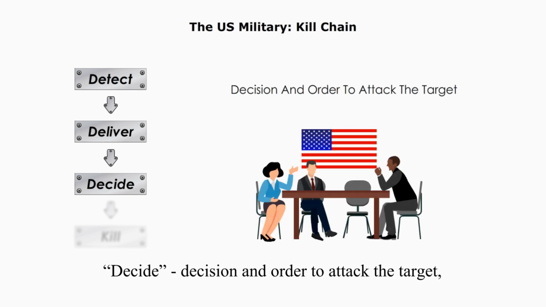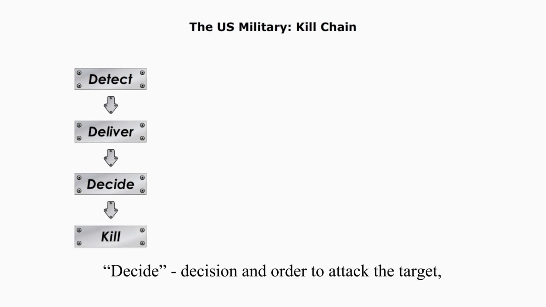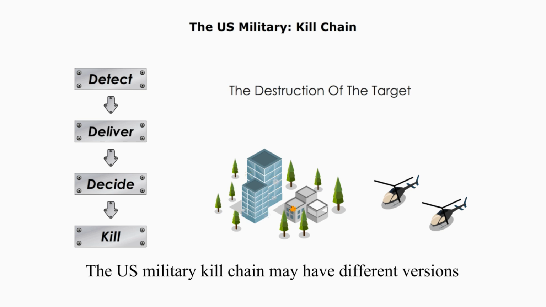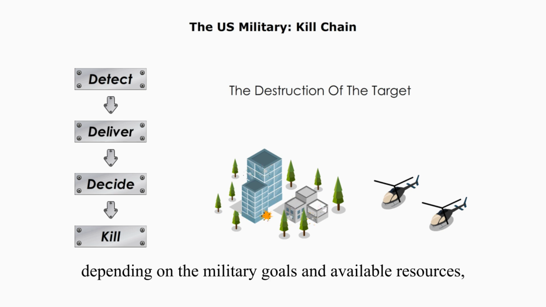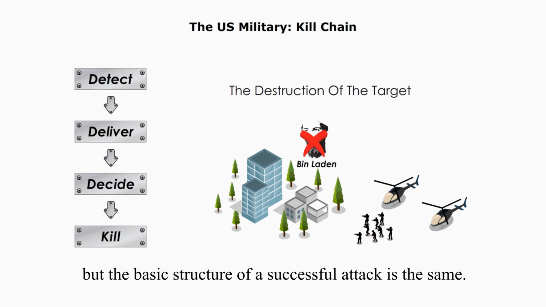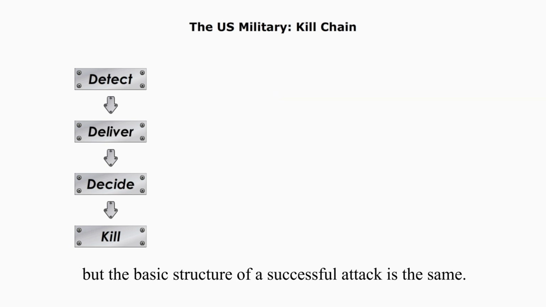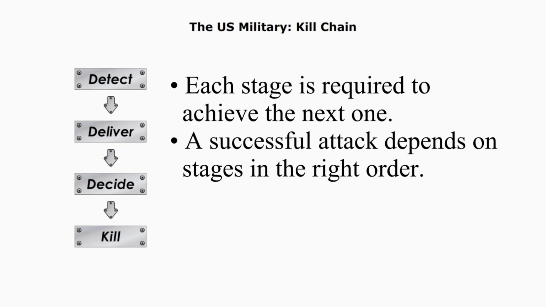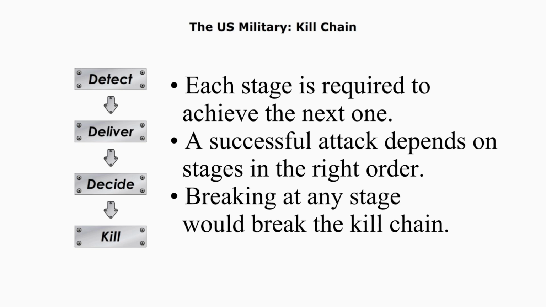Decide, decision and order to attack the target. And finally, the destruction of the target. The US military kill chain may have different versions depending on the military goals and available resources, but the basic structure of a successful attack is the same. Each stage is required to achieve the next one. A successful attack depends on stages in the right order, and breaking at any stage would break the kill chain.